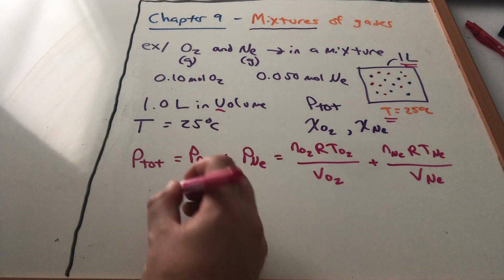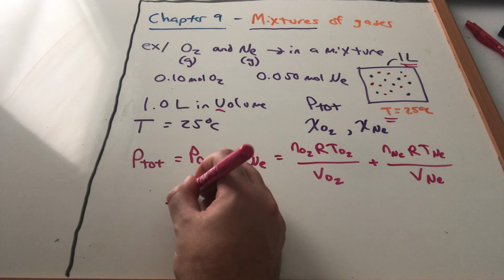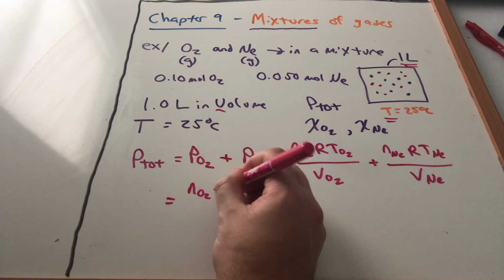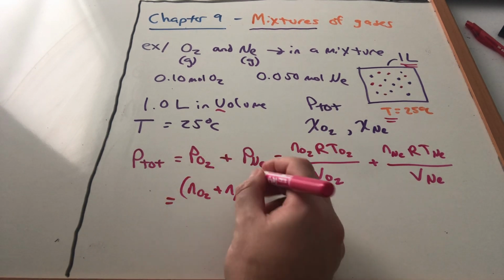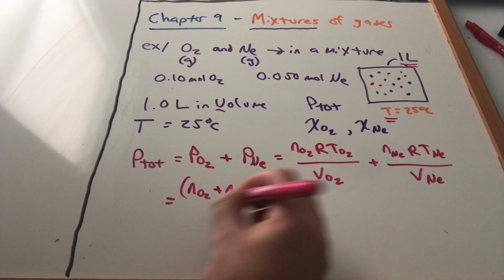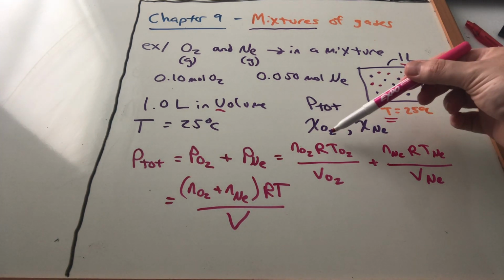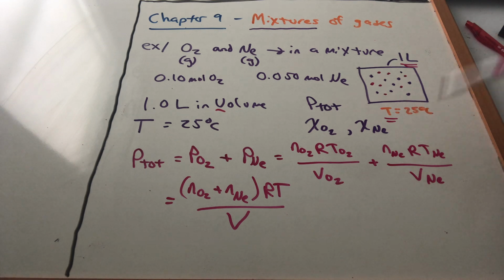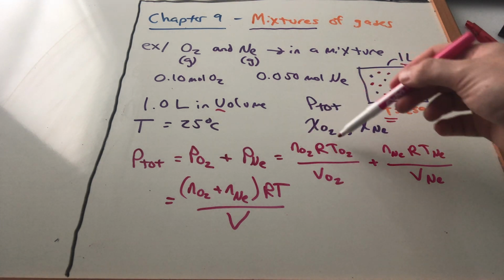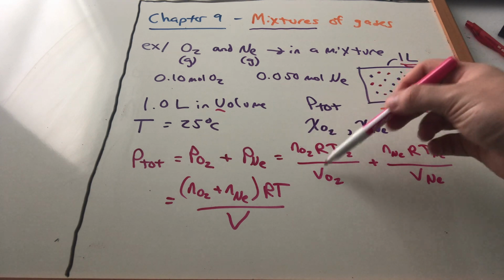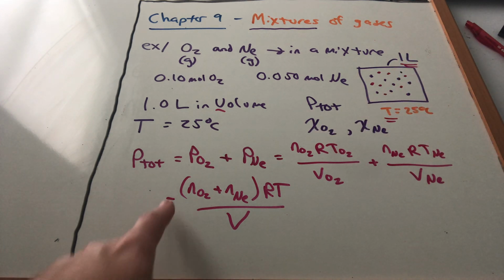All right? So another way of writing this would be the number of moles of oxygen plus the number of moles of neon times RT over V. Remember, if this T is the same as this T, and this V is the same as this V, I can factor out the common factor RT over V from this sum. And so this is what I get.